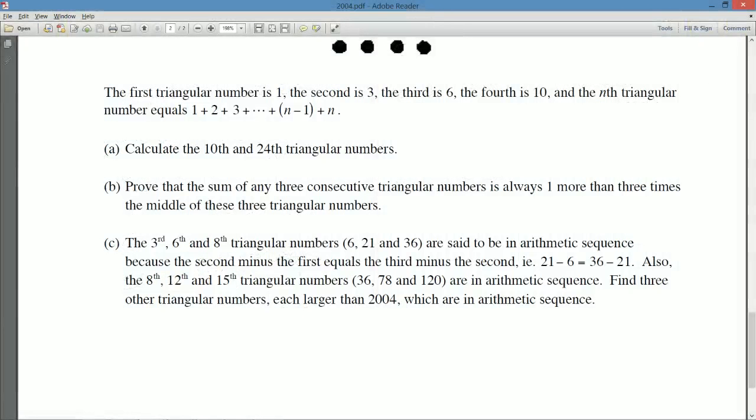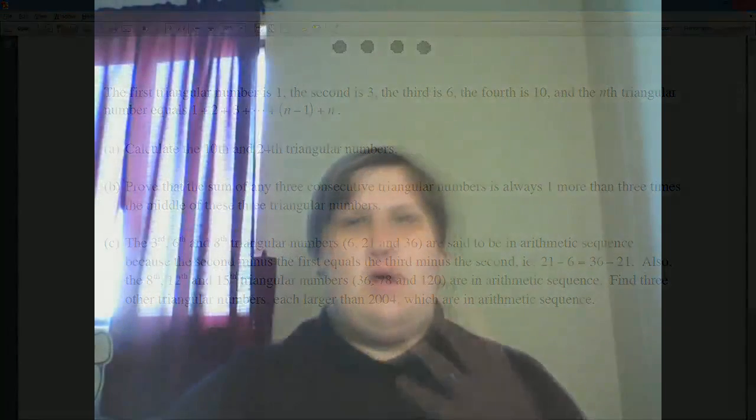So these numbers are likely not the smallest. We just wanted the triangular numbers over 2004. We didn't want their position to be over 2004. So there's likely a bunch of smaller ones. But that r triangular number minus qth triangular number equals qth triangular number minus pth triangular number. That seems like a very interesting equation to deal with.